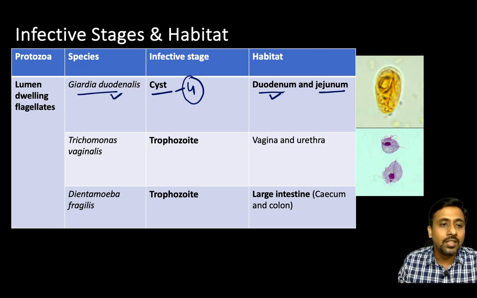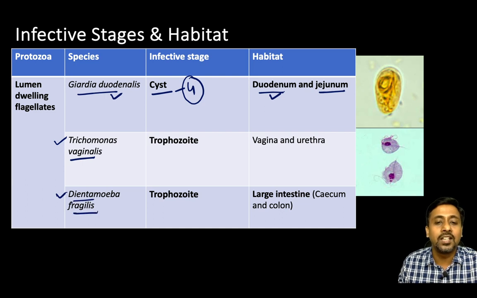Now, another lumen-dwelling flagellate, which resides in the vaginal tract, is Trichomonas vaginalis, and another one is Entamoeba fragilis. But this doesn't reside in the vaginal tract; it resides in the large intestine. But if you remember, I told you during the lecture on morphological forms, the trophozoite lecture, that Trichomonas vaginalis and Entamoeba fragilis do not have a cyst stage. So they have only one stage, and that stage is the infective stage, the trophozoite.